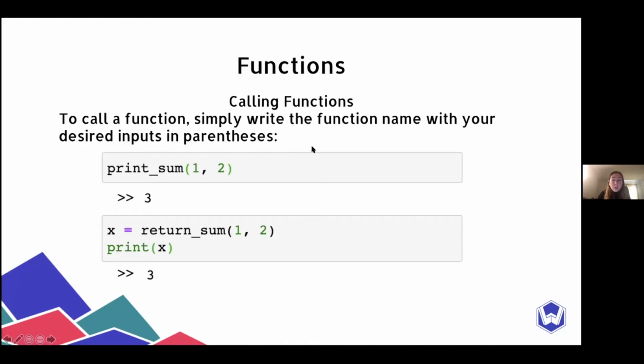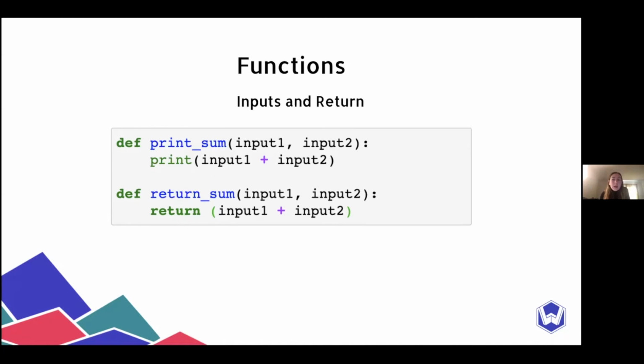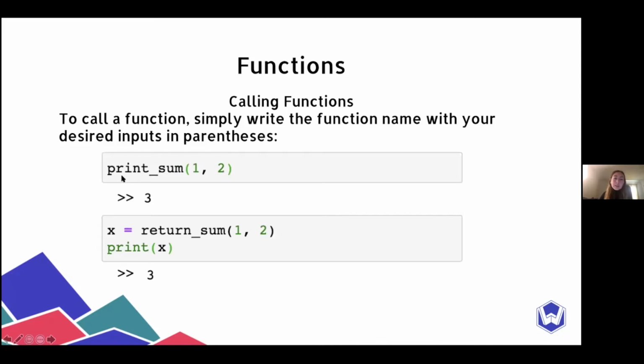So I wrote those 2 functions before, but that code won't actually do anything. You're just defining things, but you haven't actually called your functions. So in order to call them, you would simply write out whatever you named them here and then pass your inputs into it in the parentheses. So I'm calling the print sum function here, and I'm passing in the number 1 as input 1 and the number 2 as input 2. And we see that it's printing out the value of 3.